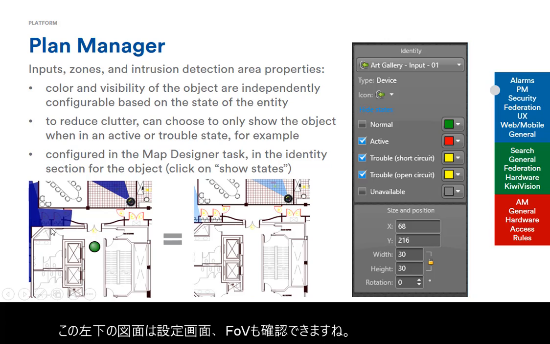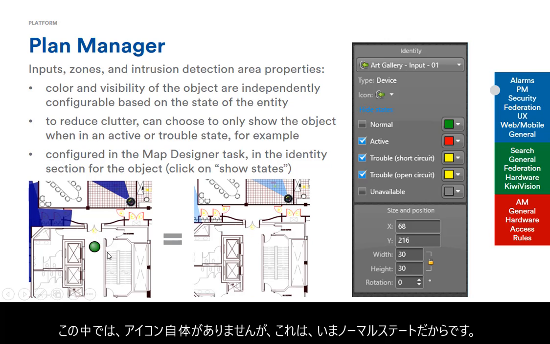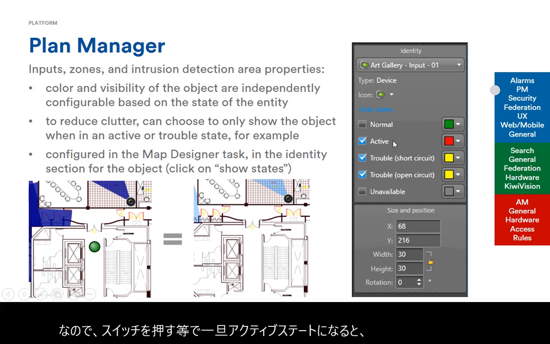I'm looking at it here. You can see I've got my field of view tool turned on here, and in the actual tile it doesn't actually show up because it is in a normal state. So if it went active, I flip the switch or whatever it's connected to, then we would see the red input show up right here. If it was in a trouble condition, I still have those two checked right here, and that would show up yellow here as well.